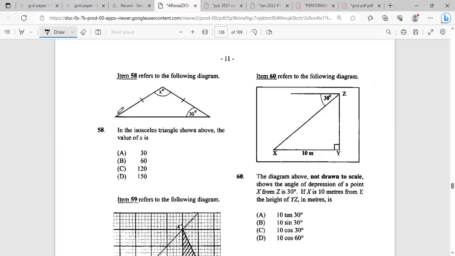All right, so in the isosceles triangle, shown, the value of x is. So this is 30. We add the two angles and subtract from 180, which gives 120. All right, let's move on to 59.